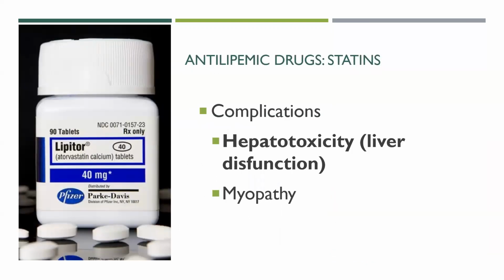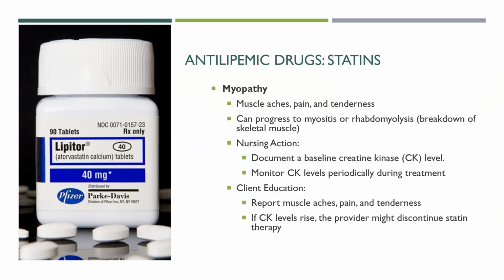With these medications, your complications are hepatotoxicity, so liver dysfunction, and myopathy. You want to make sure you're monitoring your patients very closely for development of any liver dysfunction. Myopathy is muscle aches, pain, and tenderness. It can progress to myositis, which is inflammation of the muscle, or rhabdomyolysis, which is the breakdown of skeletal muscle. The problem with that breakdown of skeletal muscle is it can cause a cascade of other problems.